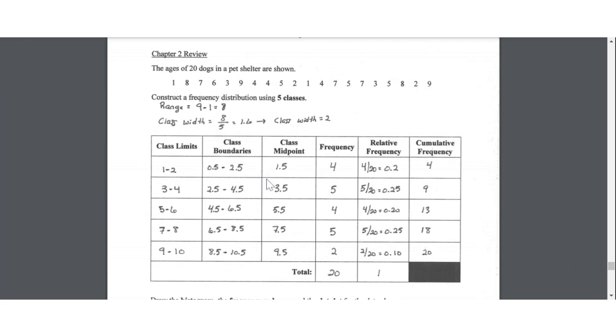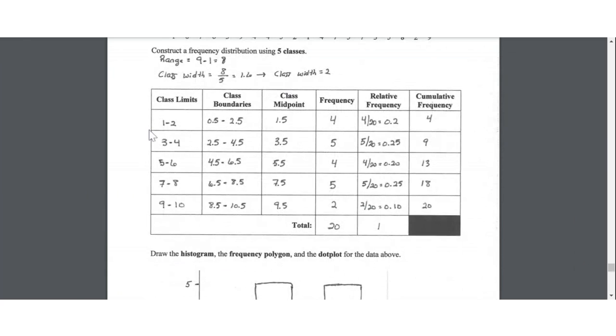So then to find the class midpoint, I just take the lower and upper class limits, add the two, and then divide by 2. So if I do that, that is 1 plus 2, which is 3, divided by 2 is 1.5. And then as we noticed earlier, you can just add the class width to each one, and you'll get the next one. So 1.5 plus 2 is 3.5. 3.5 plus 2 is 5.5. All the way down to 7.5 plus 2 is 9.5. So is everyone okay with that so far?